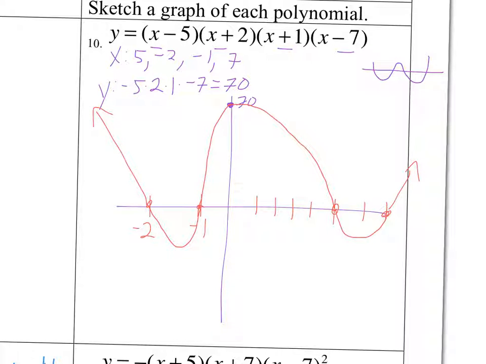As the last piece, I'll talk about the end behavior. As x approaches infinity, y is approaching infinity here. In other words, we're rising to the right. And as x approaches negative infinity, y approaches positive infinity. In other words, we're also rising to the left.